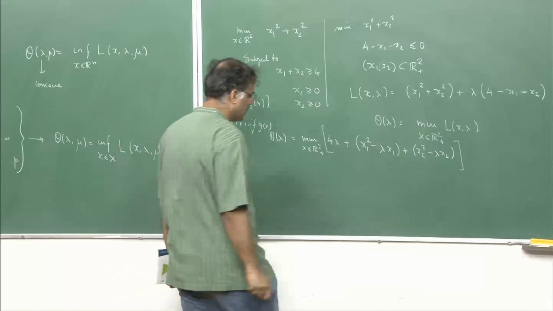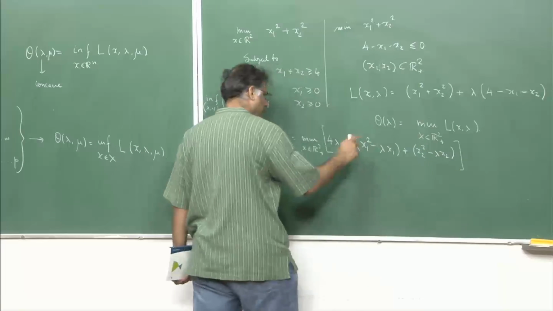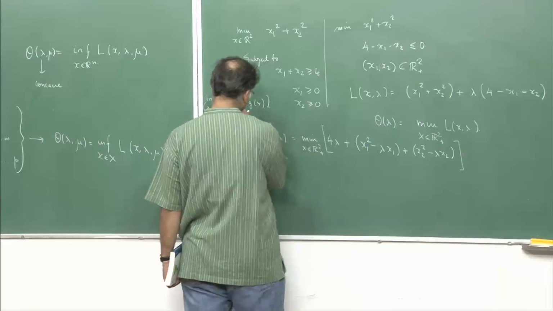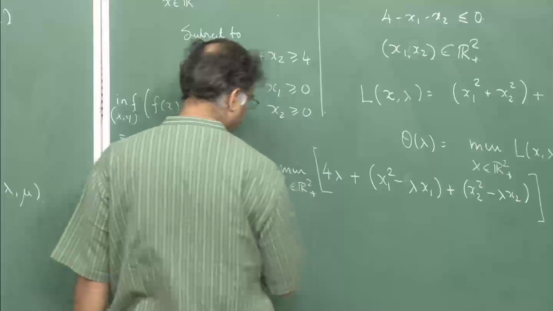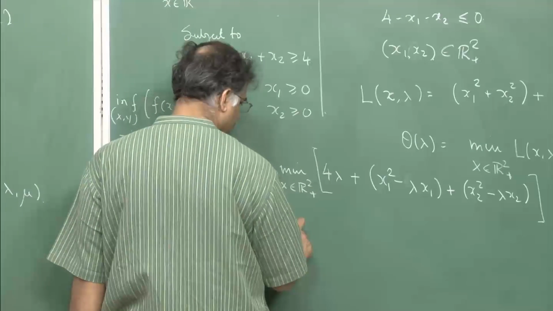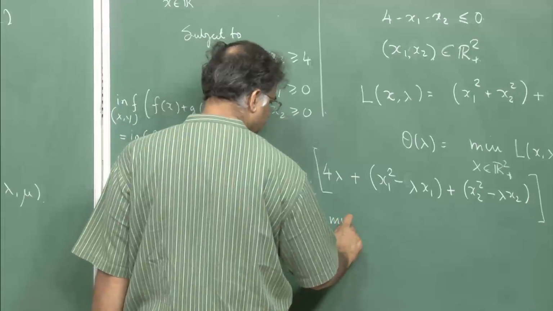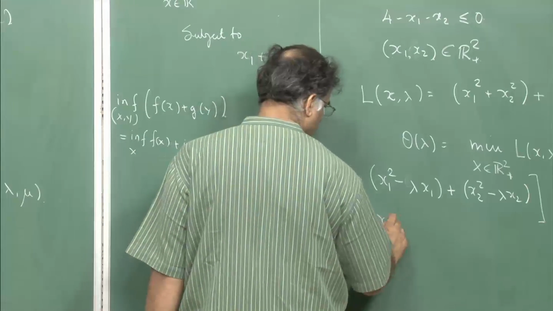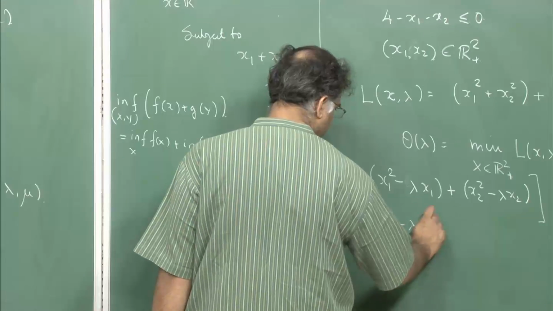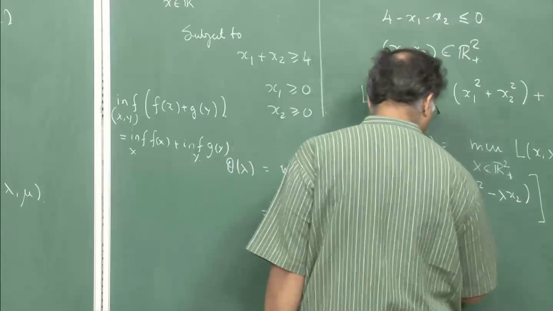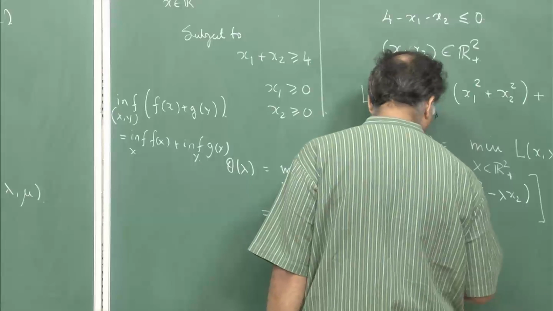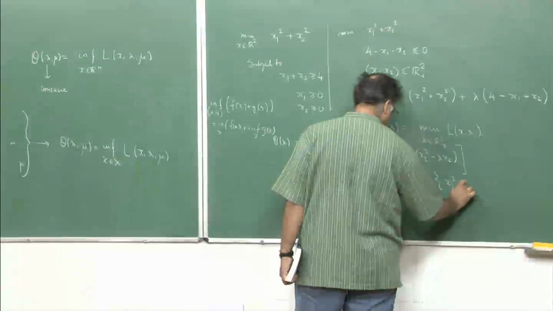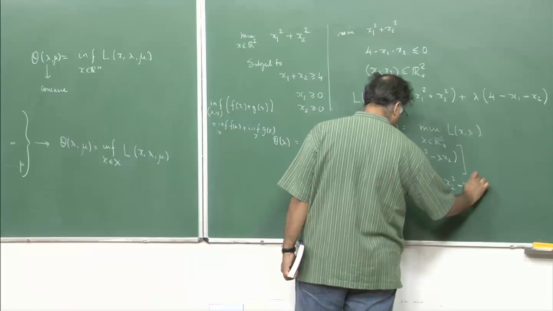So, now if you want to do this and this, these are decoupled. So, this is acting like f of x and this like some g of y. So, 4 lambda can be taken out. So, I can write this as minimum over x 1 greater than or equal to 0 of x 1 square minus lambda x 1, plus minimum, infimum actually, but you can figure out the minimum of this, x 2 square minus lambda x 2.